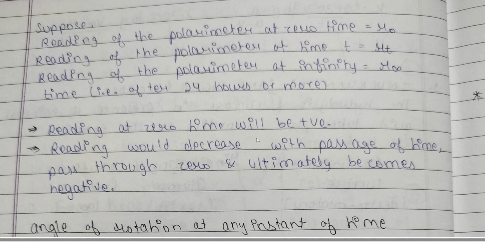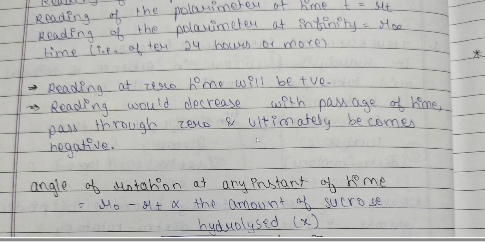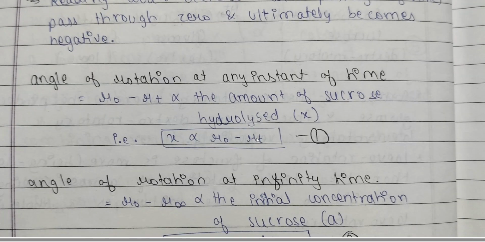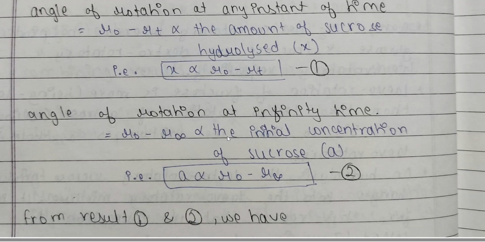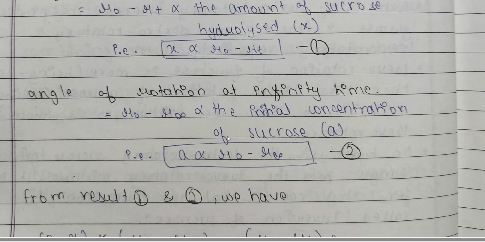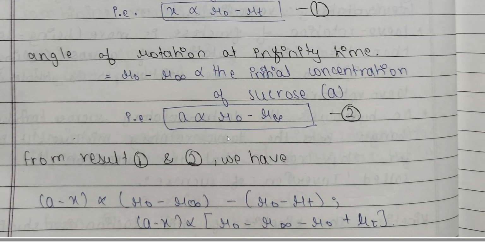The reading at zero time will be positive, and it would decrease with the passage of time, pass through zero and ultimately become negative. The angle of rotation at any instant of time, R naught minus Rt, is directly proportional to the amount of sucrose hydrolyzed. X is directly proportional to R naught minus Rt. Equation 1. The angle of rotation at infinity time, R naught minus R infinity, is directly proportional to the initial concentration of sucrose. A is directly proportional to R naught minus R infinity.